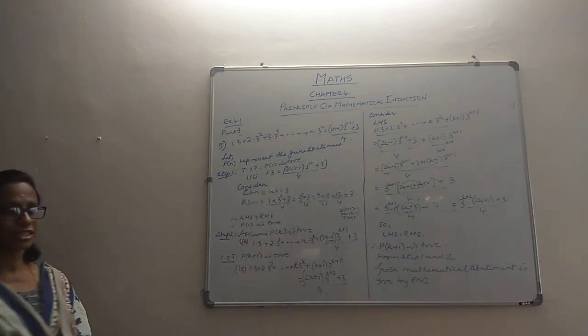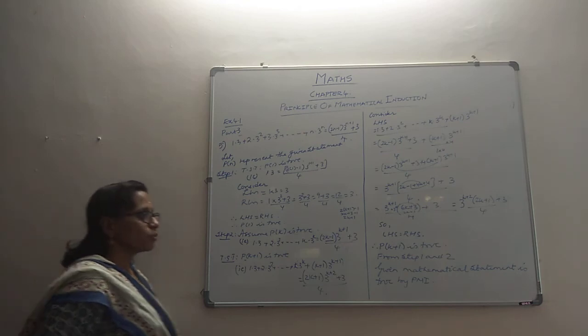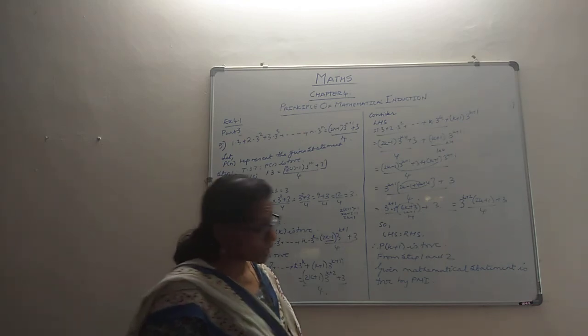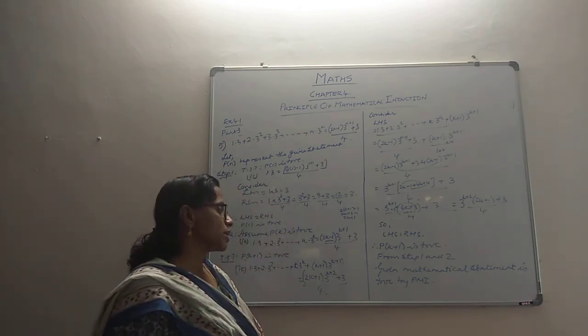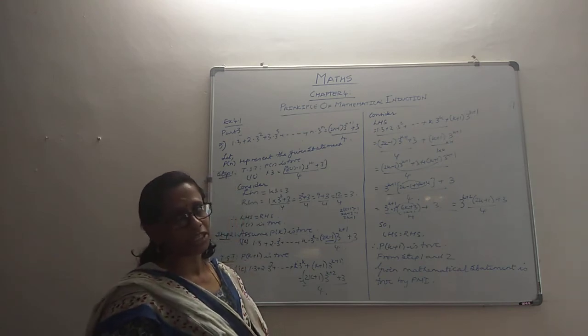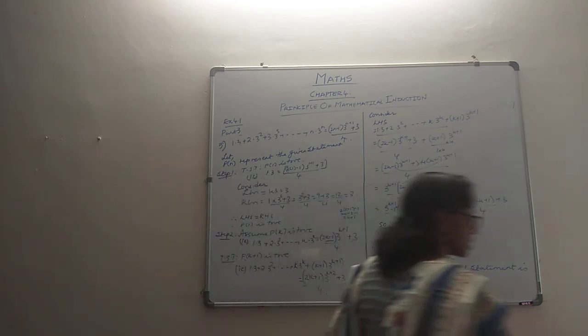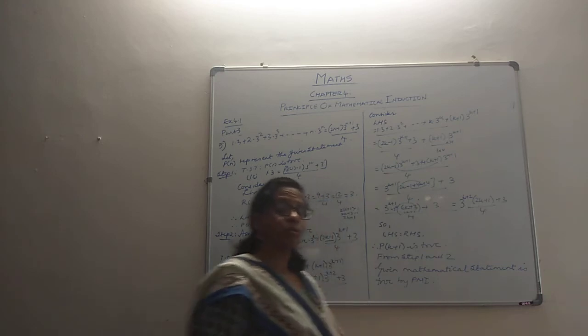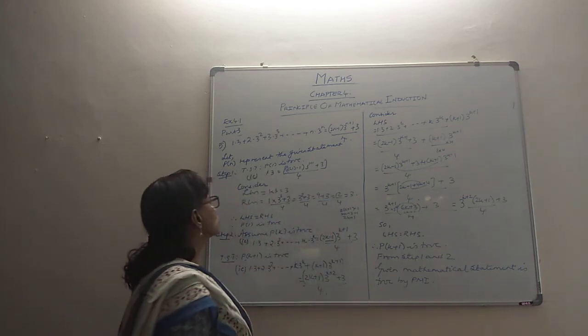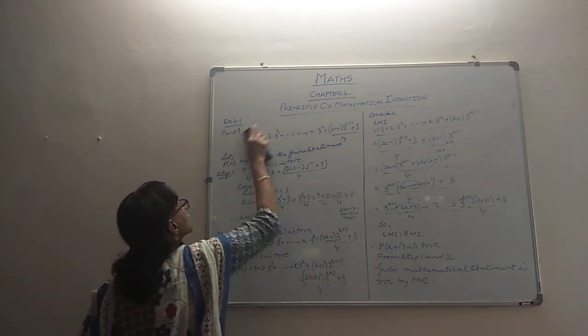And so LHS is equal to RHS. So therefore P of k plus 1 is true. And from steps 1 and 2, by the principle of mathematical induction, this result is proved. That is our problem number 5. Let's quickly move to problem number 6 and check what they say there.